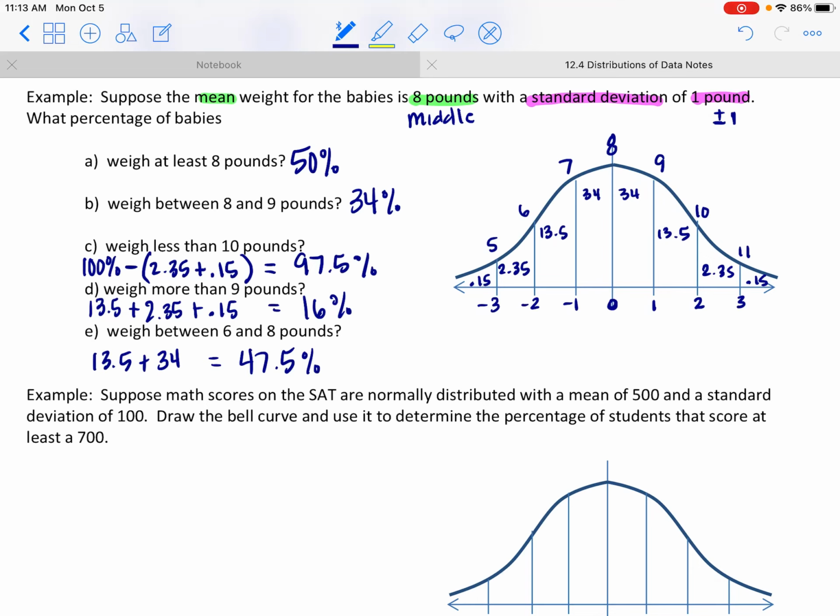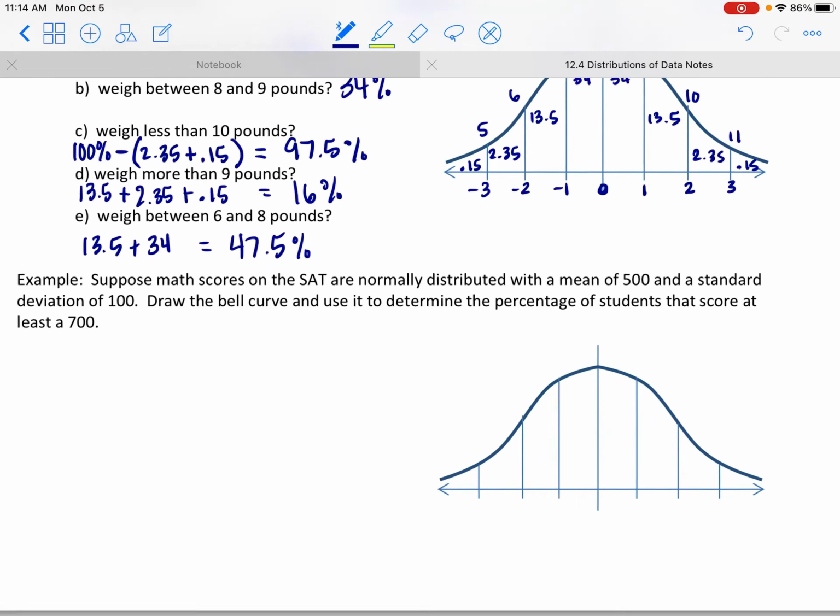Kind of helpful to know what percentage of babies are weighing within these standard deviations. So again, just wrap your head around this, okay? If the mean weight for babies was 8 pounds, that means half the babies are less, half the babies are more. Or that 68% of the babies weigh within one standard deviation, weigh between 7 and 9 pounds, and so on. Okay? Let's look at one more.